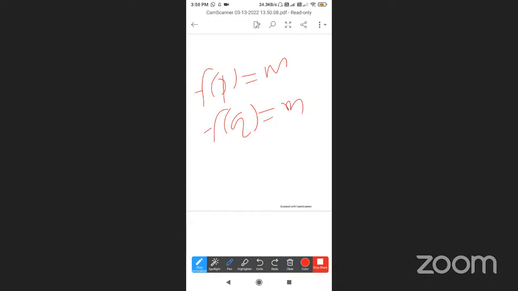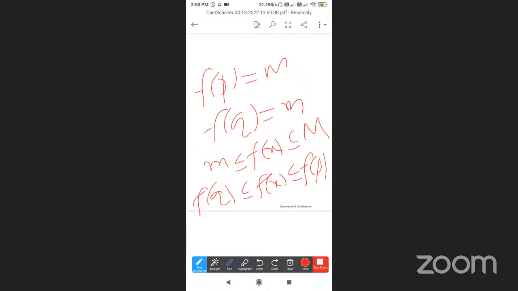So in fact, small m is less than or equal to f of x less than or equal to capital M. Small m means f of q is less than or equal to f of x, which is less than or equal to f of p. So f of p is also capital M. So that is f of q less than or equal to f of x less than or equal to f of p. So this is the lower bound and upper bound.